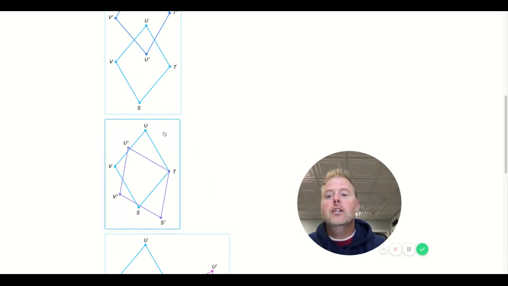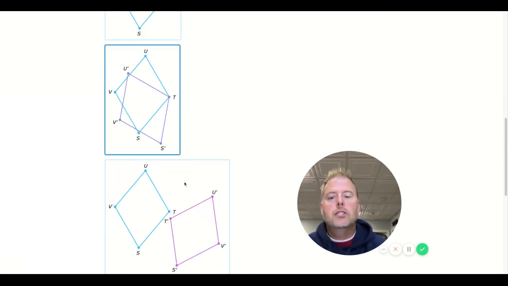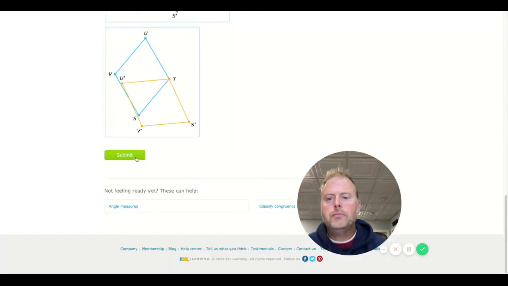All right. So U goes from U to U prime, V goes from V to V prime, and S goes from S to S prime. And if I look at the angle made here with ST S prime, you'll notice that the angle is very small, kind of like what a 30-degree angle would be. So that one's going to make the most sense.